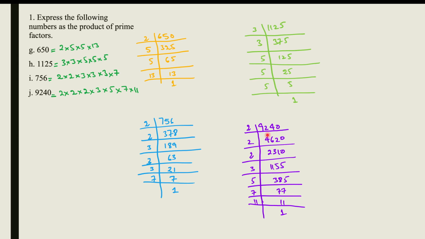9240, one of the biggest numbers. Again, we start with the smallest prime number, 2. 2 multiplied by 4620 gives us 9240. Then 2 multiplied by 2310 gives us 4620. Then 2 multiplied by 1155 gives us 2310. 1155 is not divisible by 2 anymore, so we switch to the next prime number, which is 3.